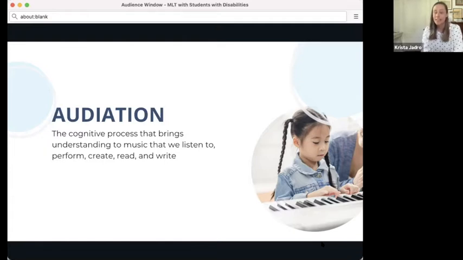And then the chant that I did, that was in 7/8. So that was what we call an unusual meter.